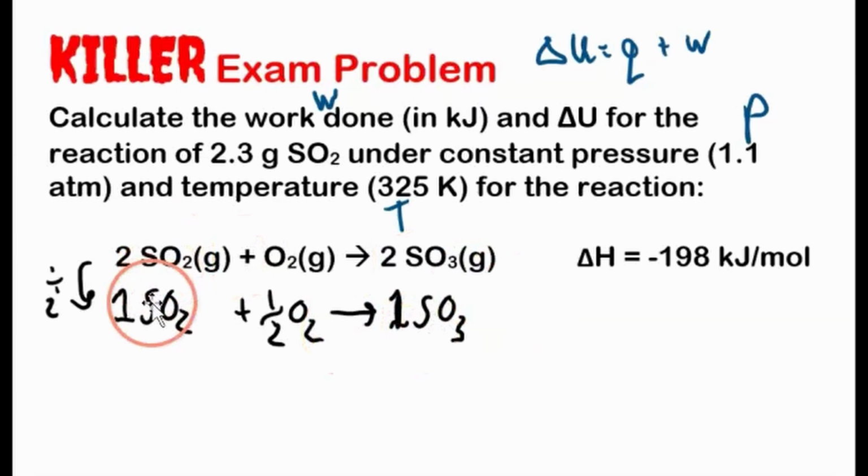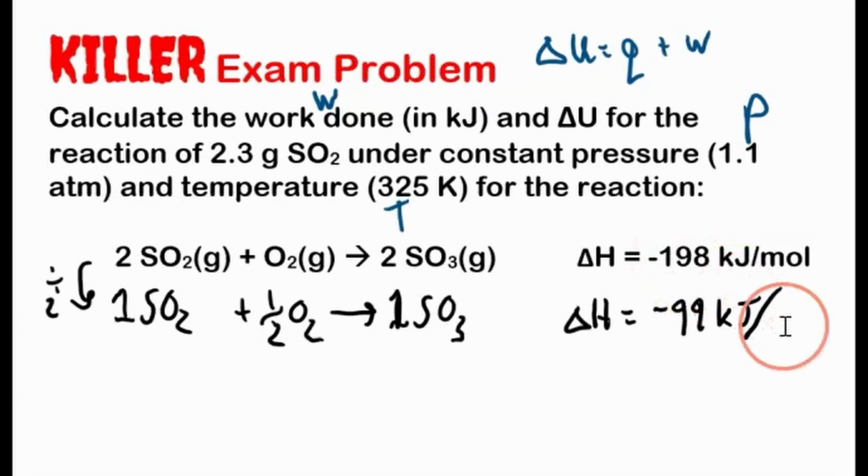Now, since we have half the amount of moles reacting, we'll produce half the amount of energy as heat. So the change in enthalpy will be half the amount. So this divided by 2 is negative 99 kilojoules. Now this is still kilojoules per mole, right? Kilojoules per mole of the reaction. But for every time a mole of this reaction occurs, we use up 1 mole of SO2. So this is equivalent to kilojoules for every 1 mole of SO2. I hope that makes sense.